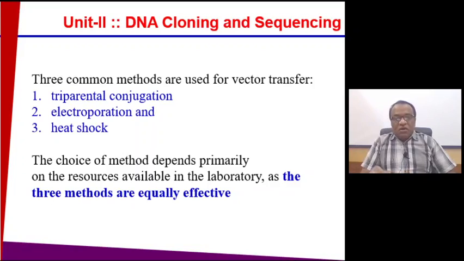All three methods used for vector transfer are equally effective, right? The methods are triparental conjugation, electroporation, and heat shock. So all the methods are equally effective, and the choice of the method depends primarily on the resources available in the laboratory.